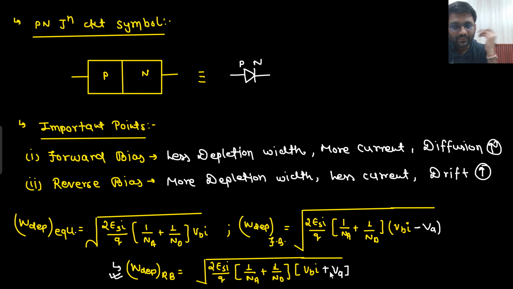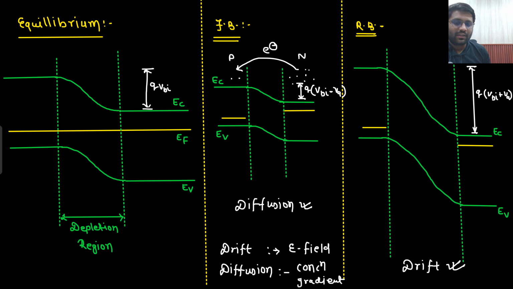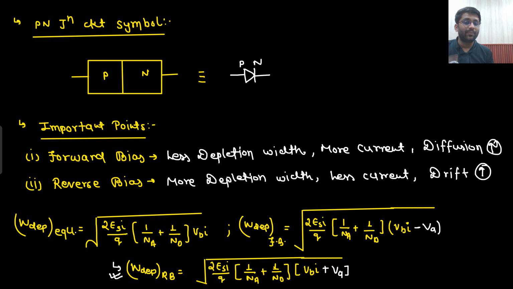But a lot of in-depth things are there in PN junction when we talk about forward bias and reverse bias that we cannot discuss as of now. Whatever we are discussing here is necessary for understanding MOSFET, and it will help you solve the problems of forward bias and reverse bias as well.